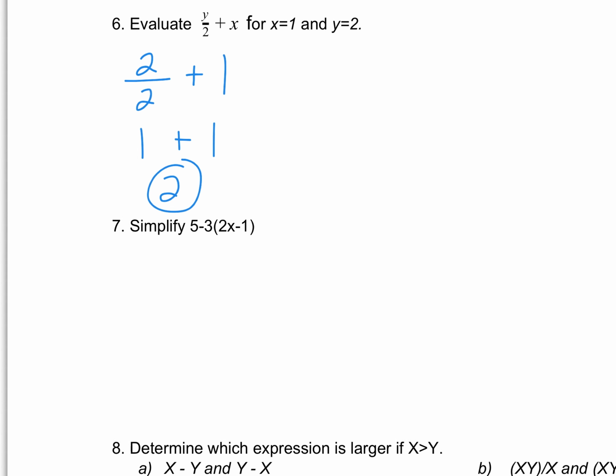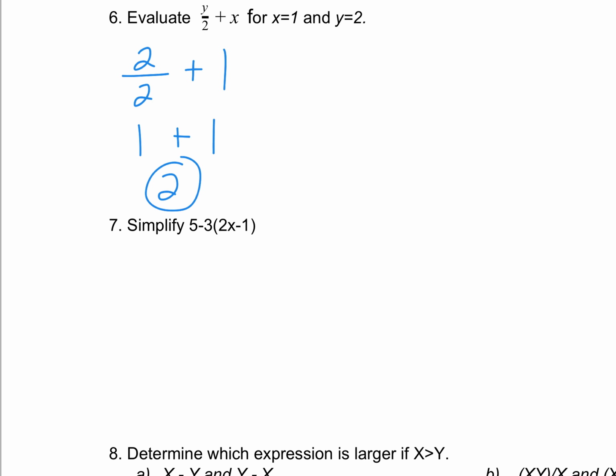All right, number 7, since we have a variable in here and there's no value given for x, we just want to simplify. So we're going to end up with some type of expression involving x and some numbers. To do that, since we can't combine anything in here, we're just going to distribute the negative 3 out. So if I distribute the negative 3 times 2x, I get negative 6x. The negative 3 times negative 1 plus 1. From there, combine like terms. Well, I got a 5 and a 1. That gives me negative 6x plus 6. And that's as simplified as I get.